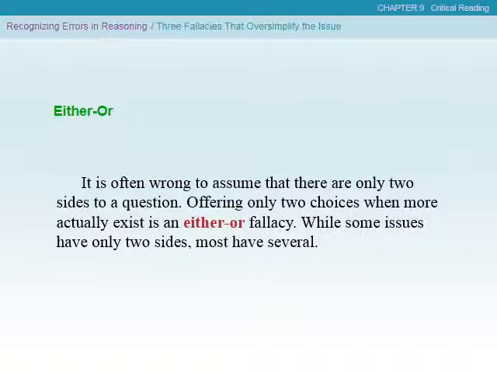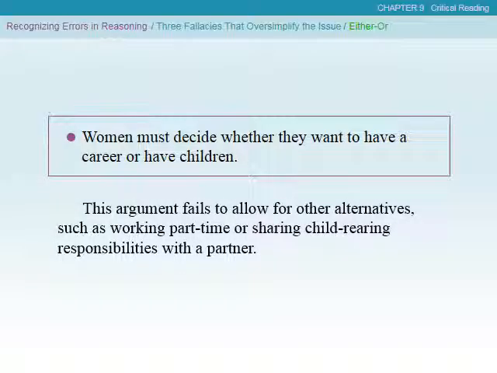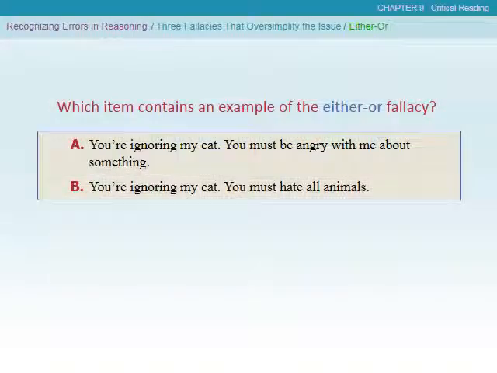And the last one is the either-or problem. It's often assumed that there are only two sides to a question. Offering only two choices when more than one exists is an either-or fallacy. While some issues have only two sides, most of them have several. So think about this. Women must decide whether they want to have a career or have children. What this one fails to allow for are the other alternatives: working part-time, sharing child-rearing responsibilities with a partner. There are other options besides this. So which one of these is an either-or fallacy?